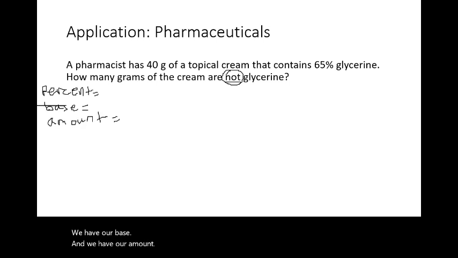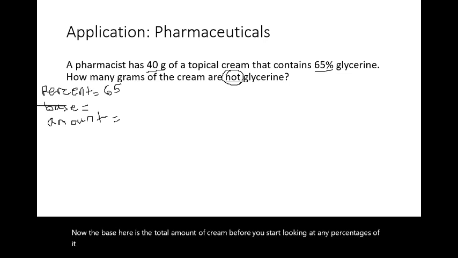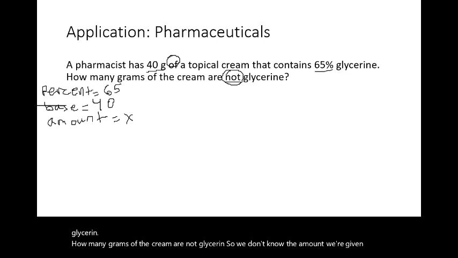So let's get the percent out of the way. That's 65. So percent is 65. Now the base here is the total amount of cream before you start looking at any percentages of it. So the 40 grams of a topical cream means base is 40. So the base is the total amount of cream before you start looking at glycerin, not glycerin. How many grams of the cream are not glycerin? So we don't know the amount.